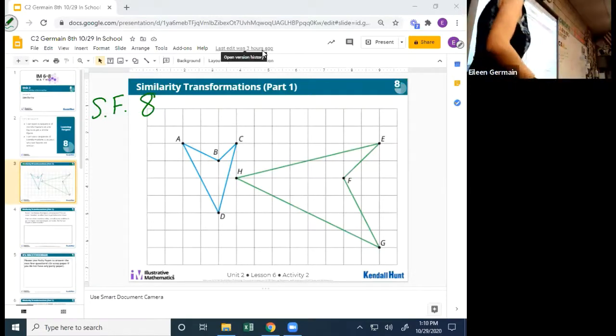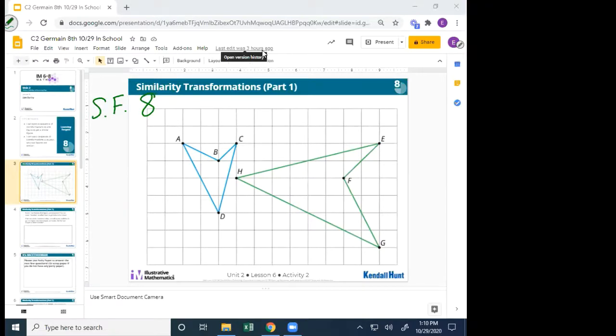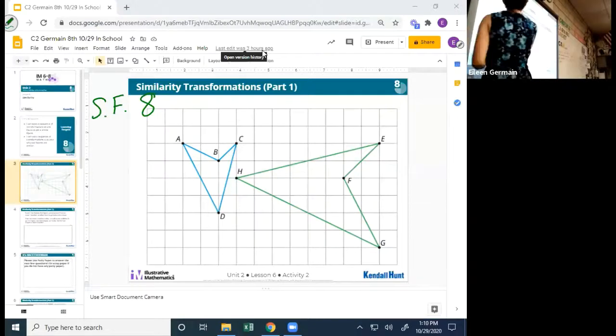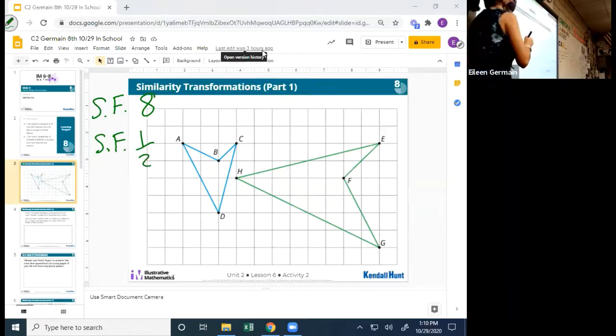So we could say it has a scale factor of 8 because it got bigger. What if I had said, let's go from the green one to the blue one? What could we say for a scale factor for the green one to the blue one? What do you think? 1/2. 1/2, it got smaller. So a scale factor, if we went from green to blue, could be 1/2 because it got smaller.